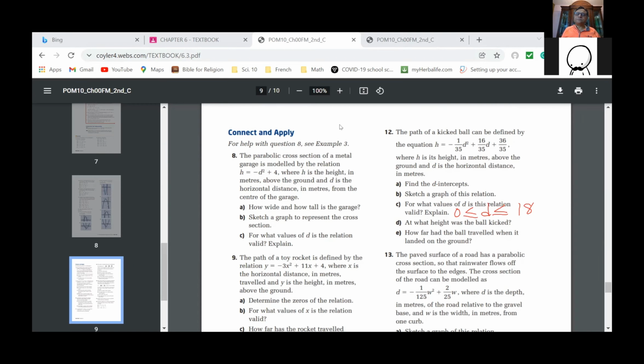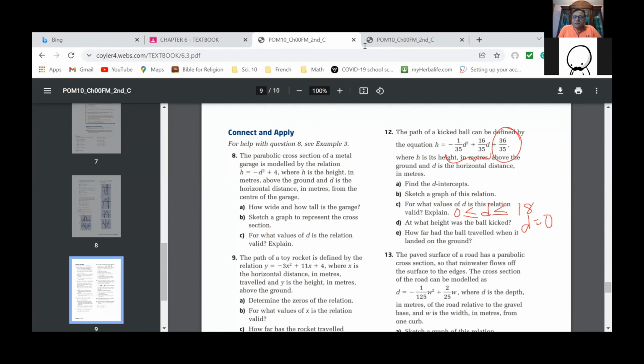Now, part D. At what height was the ball kicked? When you want to find the height at which the ball was kicked, put d equals 0, right? Yes, sir. As soon as you put d equals 0, you get 36 over 35. Next part, can you please read?